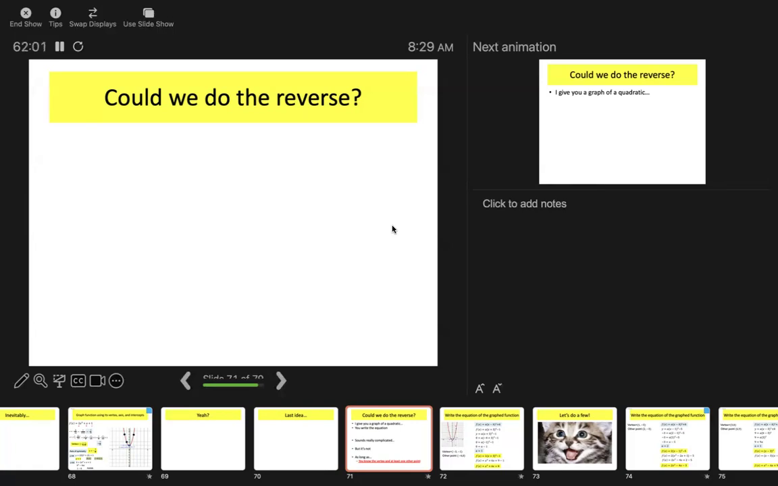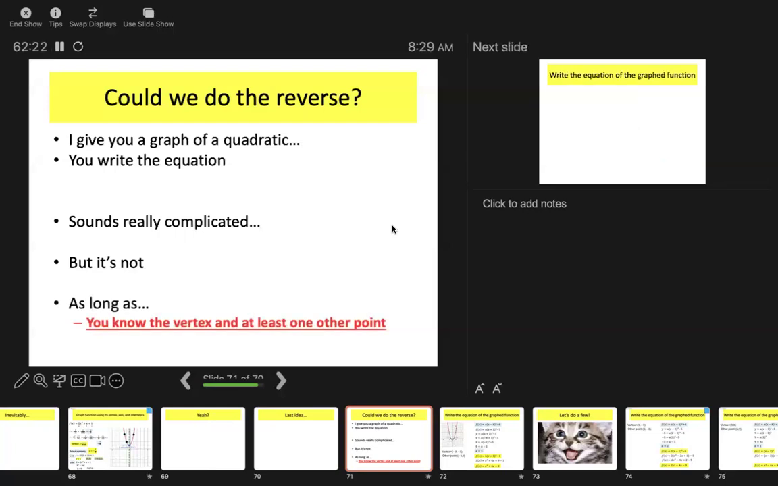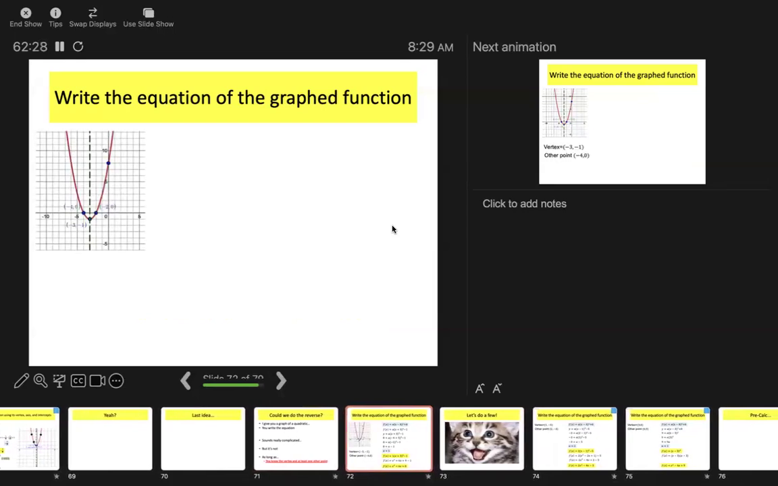So here's the trick, right? In order for this to work, they can't just give you any picture of a parabola and you come up with it. They actually have to give you the vertex and at least one other point. I'm always going to tell you what the vertex is, and at least one other point. All right, so you're going to write the equation of this one right here.